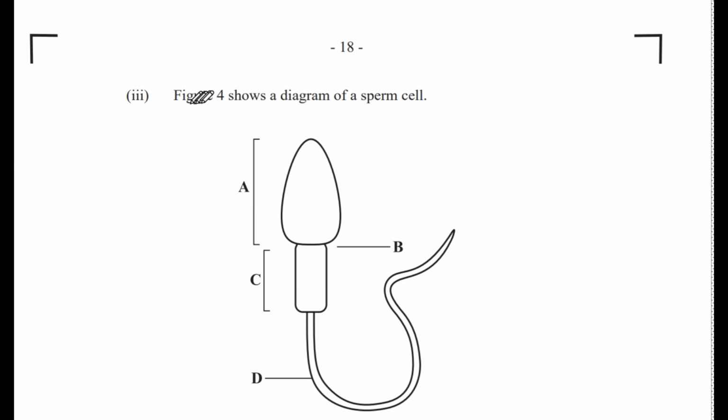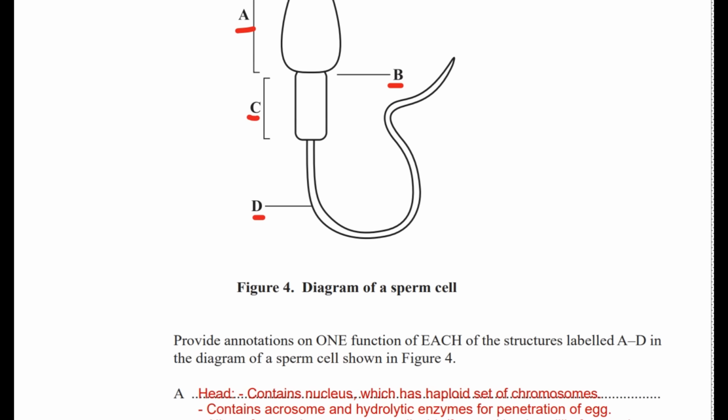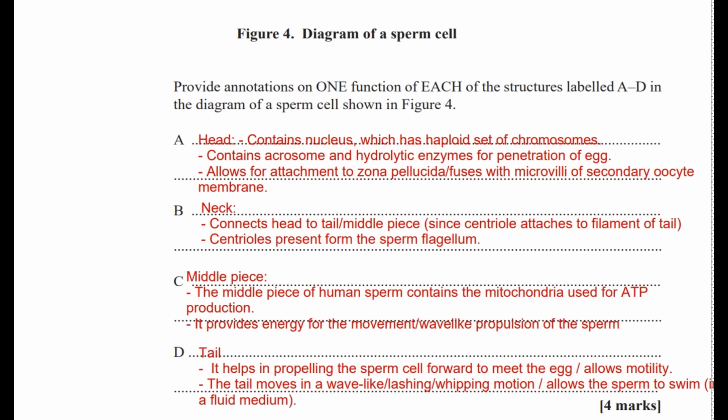All right, figure 4 shows a diagram of a sperm cell. You could see 4 parts labeled A, B, C, and D. So A is the head, B is what you call the neck of the sperm, C is the body or the middle piece, and D is the tail or the flagellum. And the next part of this question is asking for an annotation of one function of each of the structures labeled A to D.